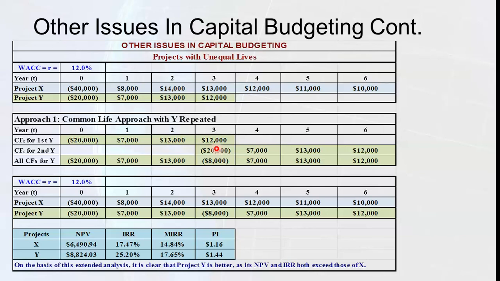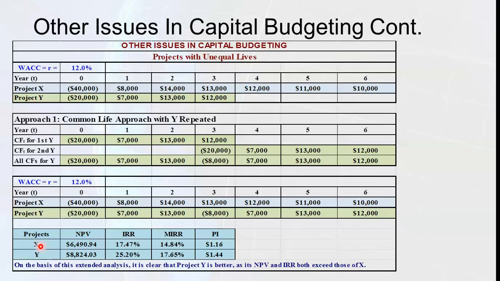Again repeat this one and then find the cumulative cash flows. For years 0, 1, 2, we copy the numbers, but in year 3 we have a positive cash flow and then the cost, so negative 8,000. In year 4, 7, year 5, 13,000 and year 6, 12,000. So we are extending the life of the second project, which has the shorter life, to make them similar. Now we have similar lives for these two projects.